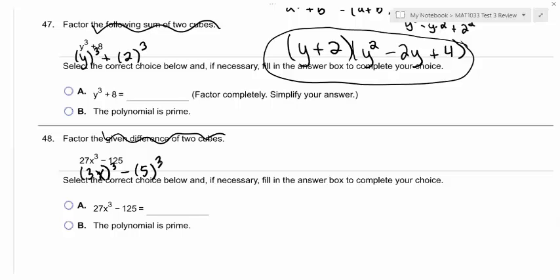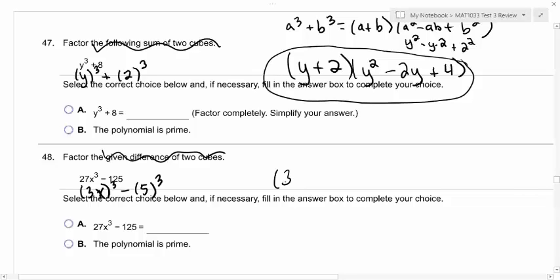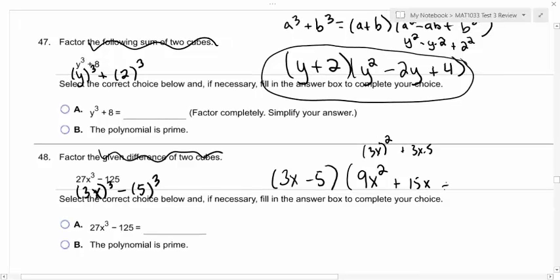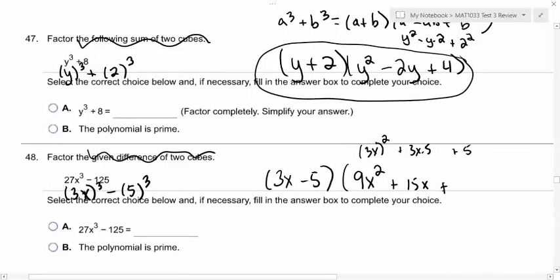So what do we get? 3x minus 5. Mm-hmm. And then times 9x squared. Good, because you had to square the term 3x, so it becomes 9x squared. Good, the 3 and the x get squared. Awesome. And then plus 15x. Good, you had to multiply 3x times 5. Mm-hmm. And you do 5 times 5, which is 25. Very good. And then that would be your answer. Fantastic job.